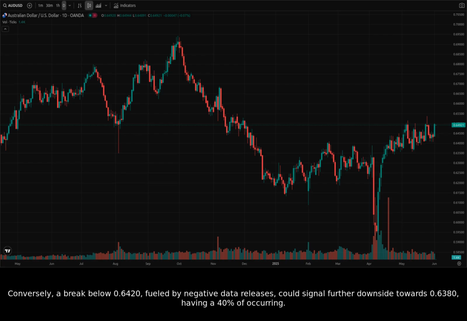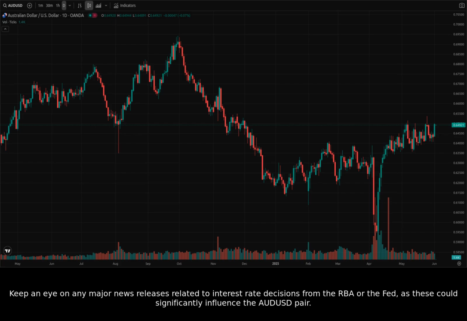Conversely, a break below 0.6420, fueled by negative data releases, could signal further downside towards 0.6380, having a 40% chance of occurring. Keep an eye on any major news releases related to interest rate decisions from the RBA or the Fed, as these could significantly influence the AUDUSD pair.